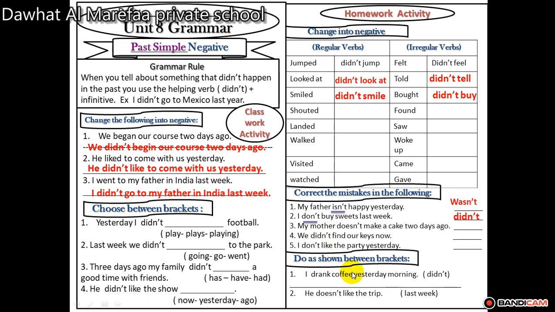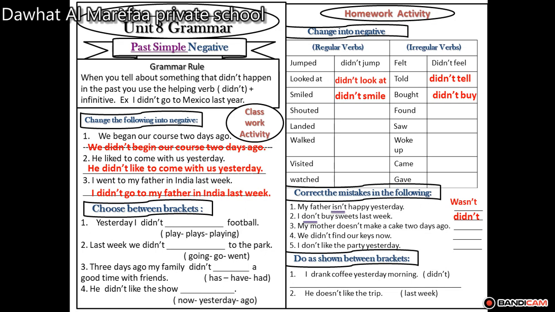I drank coffee yesterday morning. So we are going to use didn't. So it will be what? Yes, we put didn't between what? Yes, very good. We put didn't between I and drank, between the subject and the verb. So it will be I didn't. Yes, drank is in the past tense, and we have to put the verb in the basic form. So what is the basic form for the verb drank? Very good, drink.